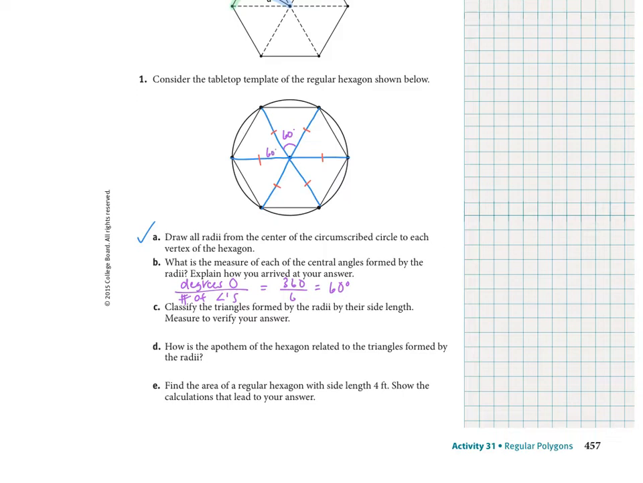So we could actually go ahead and label all of those. Just for this example, we don't have to do it for every single example in the future if you understand that, but that way we can see all these angles are congruent to each other.